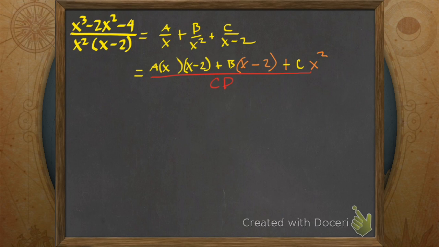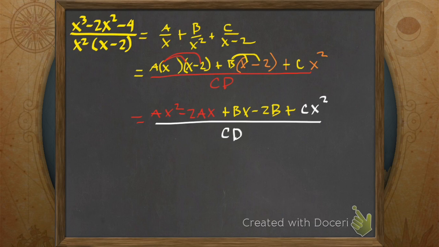Okay, so a was missing an x and an x minus 2 from the common denominator over there on the left, and b was missing an x minus 2 from the common denominator over on the left, and c was missing both copies of x. So we keep on keeping on. Distribute in there. And then that's all over our common denominator.